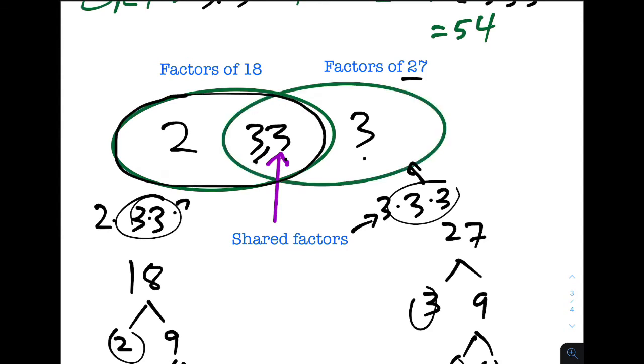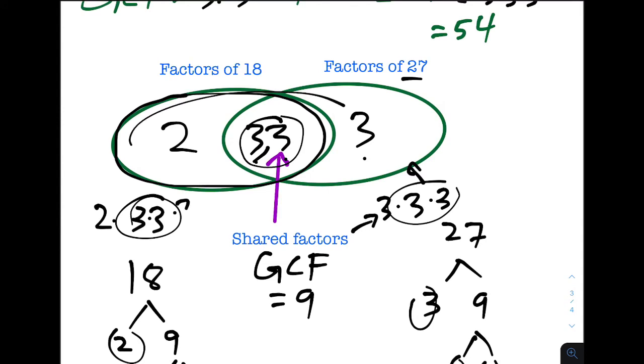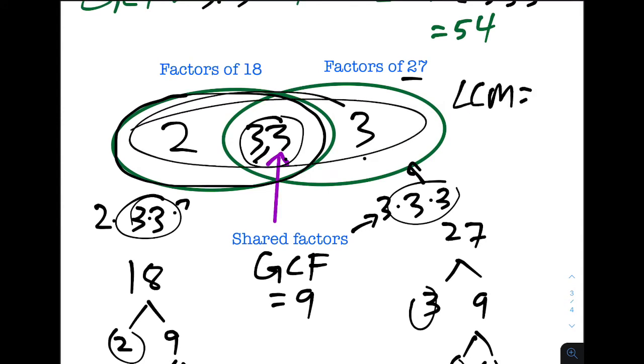Good news. Right. So if we're looking for the GCF, that's the factors they have in common, 3 and 3. Greatest common factor is 9. And if I'm looking for LCM, that's all of those. 2 times 3 times 3 times 3. Or I could write 2 times 3 cubed. Either way, it is equal to 54.